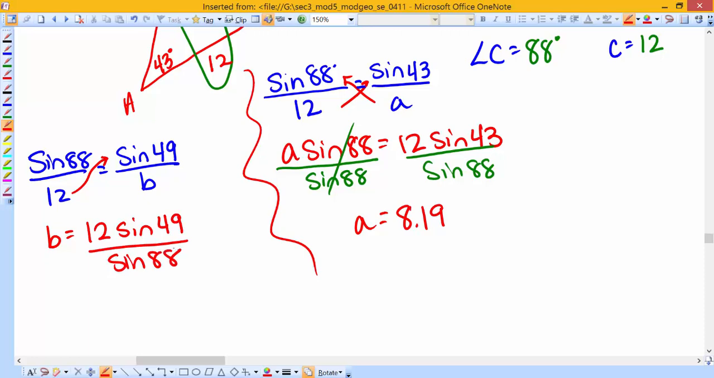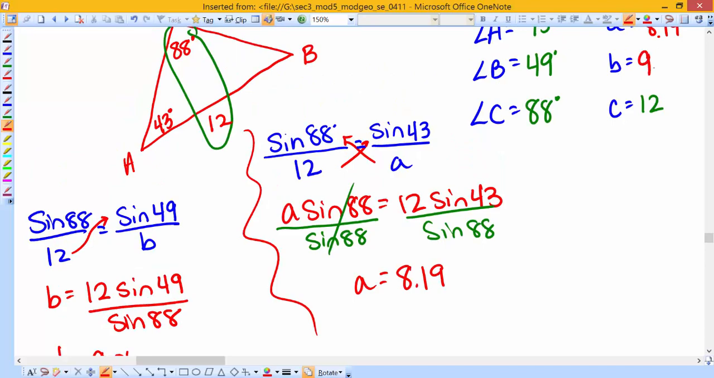So now I'm going to use my calculator again. 12 times the sine of 49 divided by the sine of 88. And I get 9.06. So I have solved this triangle.